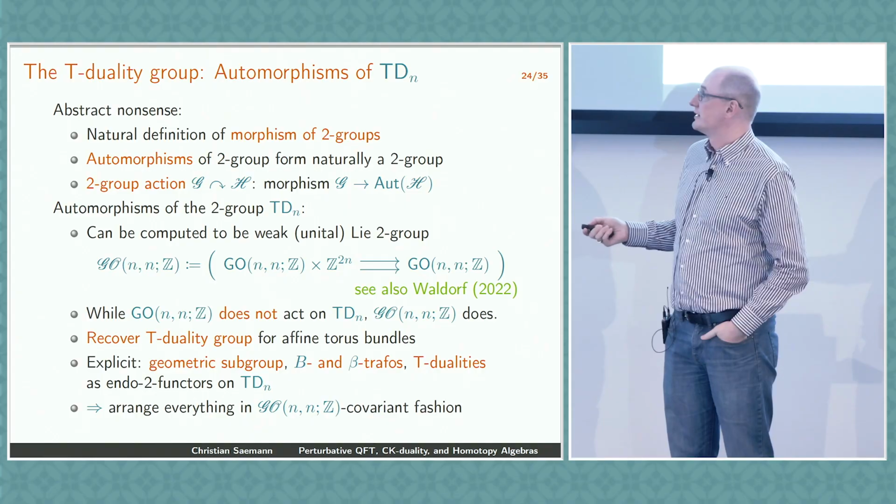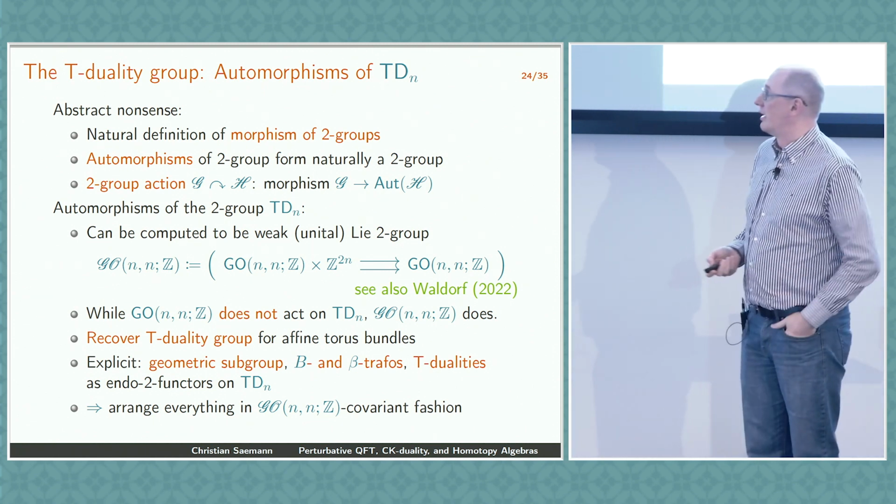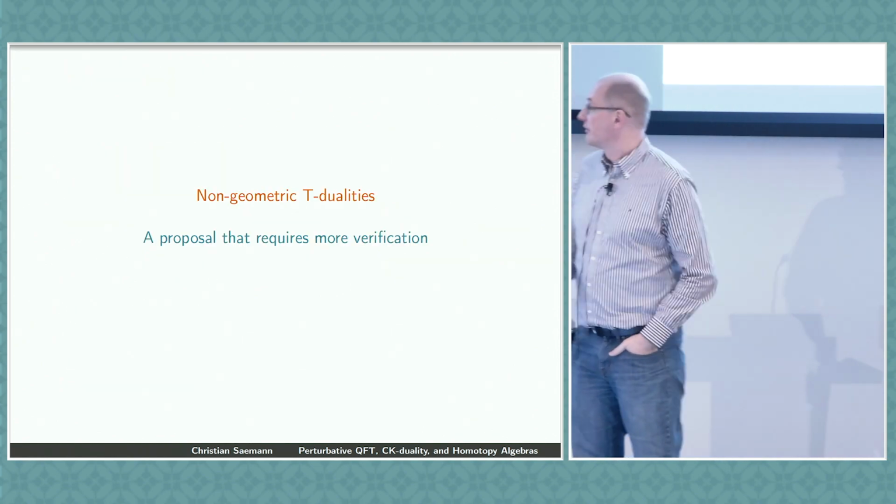So everything that we do from now on will be GO and NZ covariant, and therefore we automatically have, like in double field theory, a manifest GO and NZ covariant formulation. Okay, and that will become important now, in particular, when we go to non-geometric T-dualities.